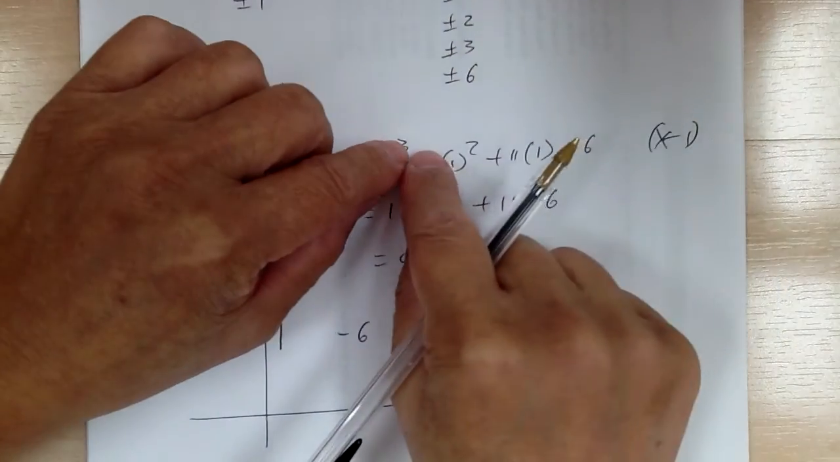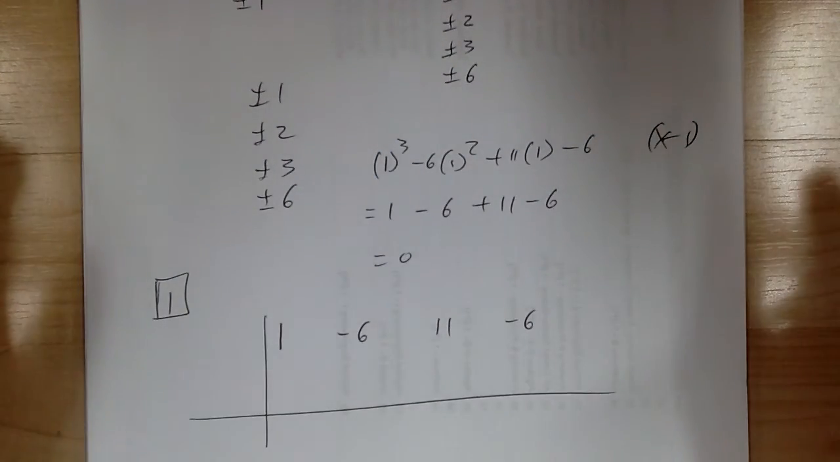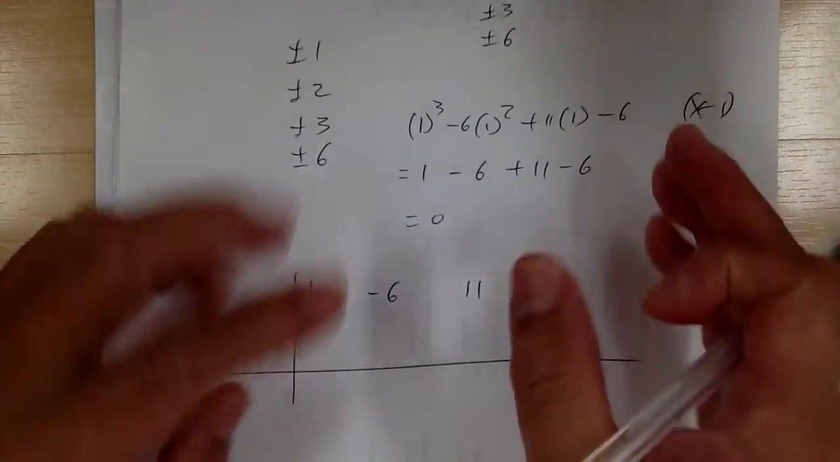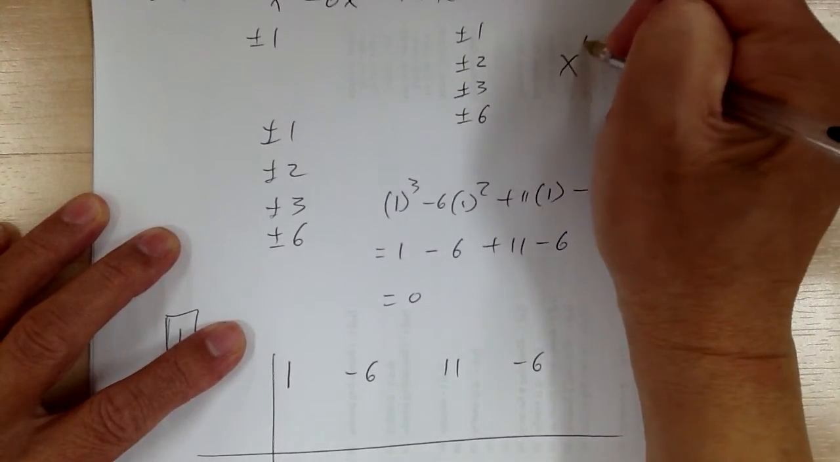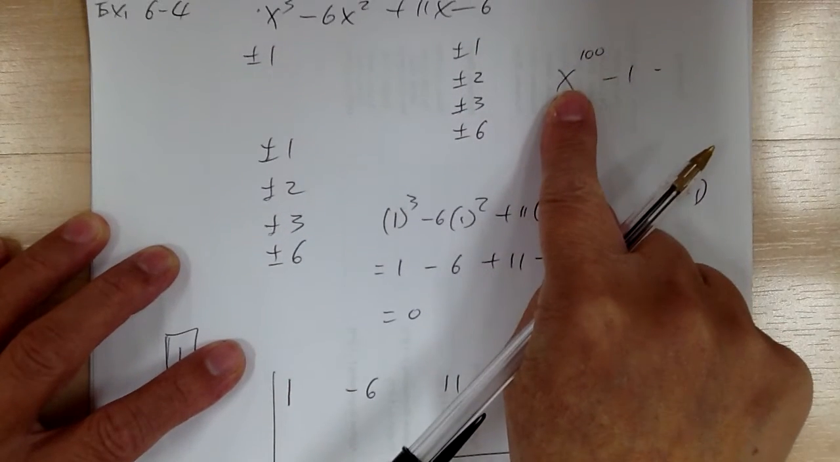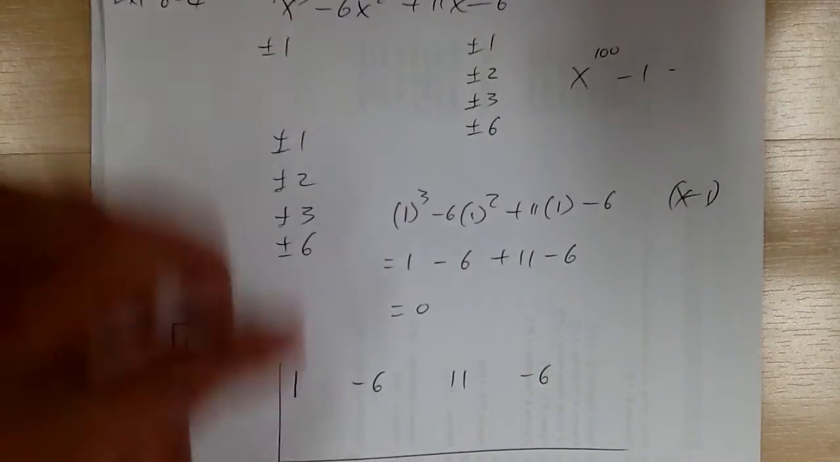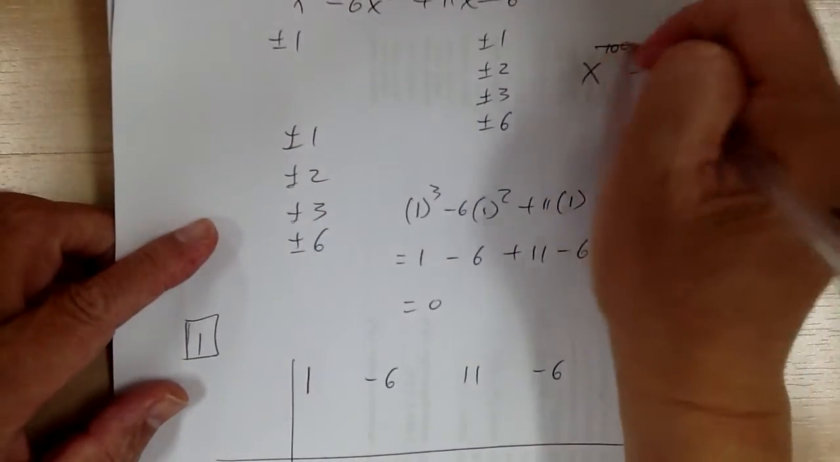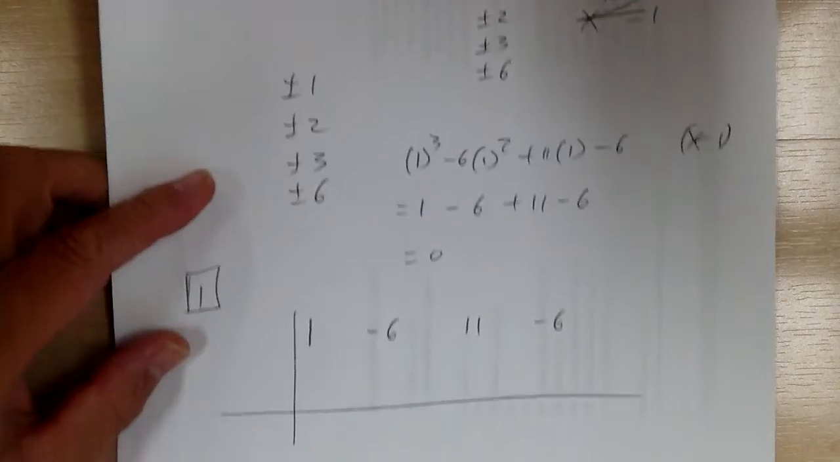Which method you use depends on the situation. If the polynomial is really long, you probably want to use synthetic division. If it's short but has a very high power, say x to the 100th power minus 1, you want to use the substitution technique. But if it's low power and long, you want to use synthetic division. Remember, synthetic division, substitution and remainder are all interchangeable.